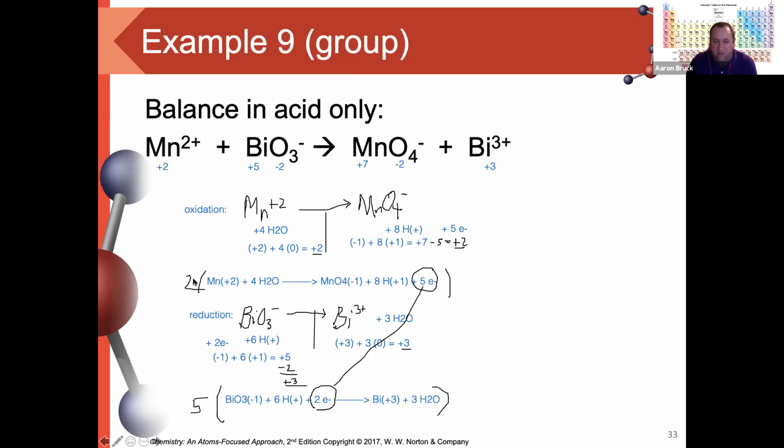And that means that I'm going to have to take the manganese half reaction, multiply it by 2, and the bismuth half reaction and multiply it by 5. And so what this will look like afterward, 2 manganese +2 plus 8 water makes 2 permanganate ions, 16 hydrogen ions, and 10 electrons.